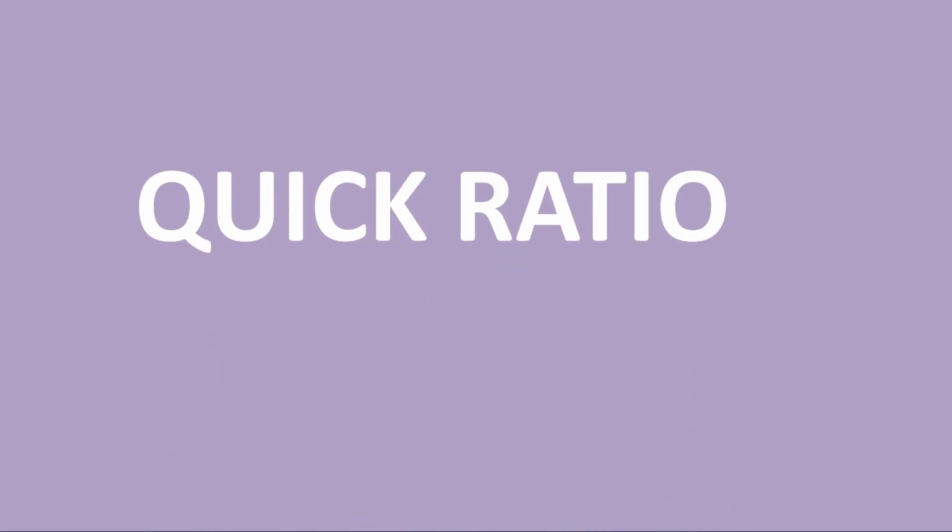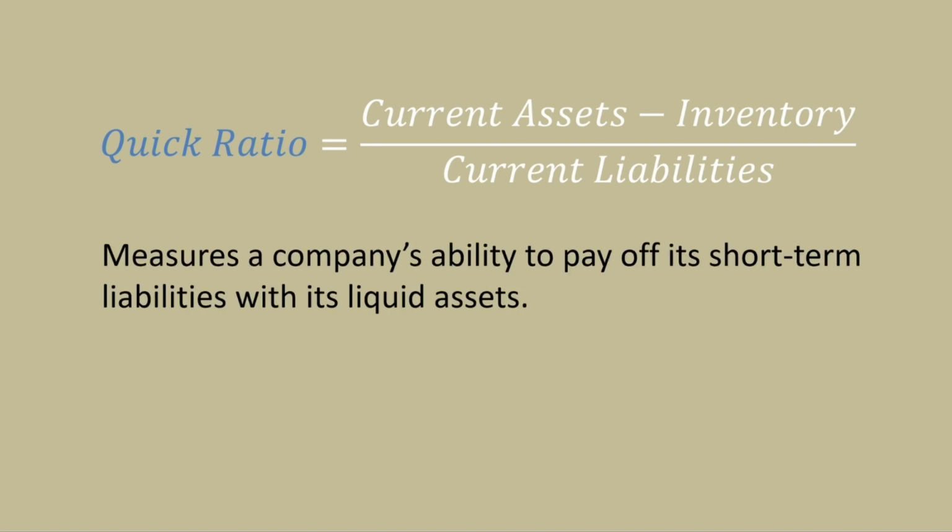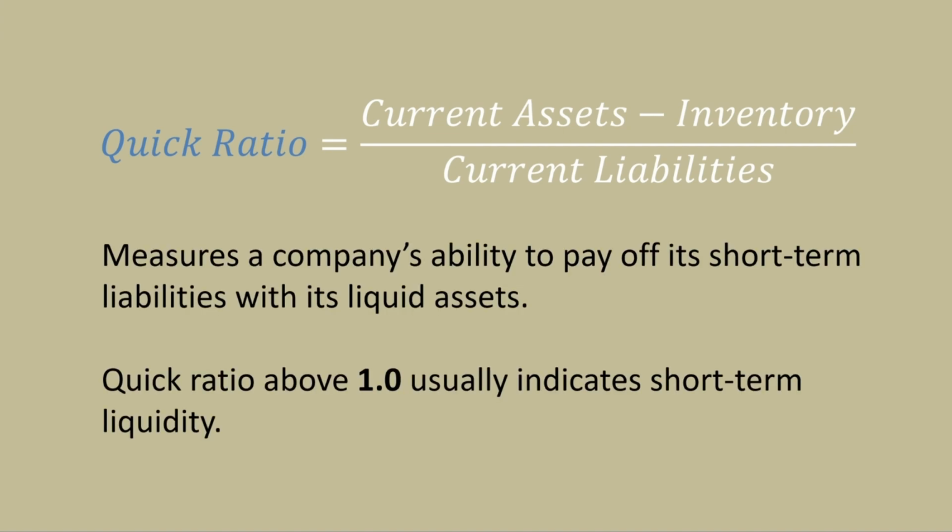The second one, quick ratio. Quick ratio equals current assets minus inventory, the difference over current liabilities. Inventories are excluded from the quick ratio calculation because they are not liquid assets and take longer to convert to cash. Quick ratio is stricter than current ratio. A quick ratio above 1 usually indicates good short-term liquidity.